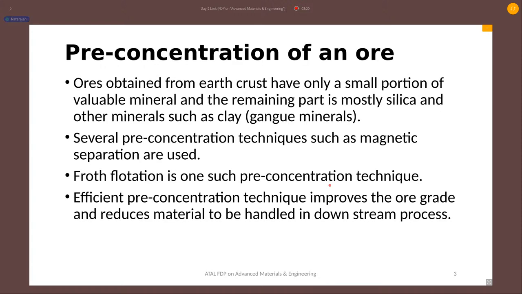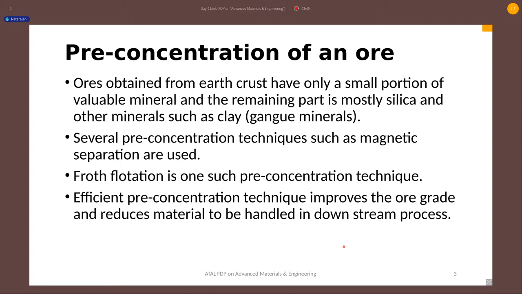So, what is free concentration of an ore? Ores that are obtained from earth crust have only a small portion of the valuable mineral, and the remaining part is mostly silica and clay. We call the silica and clay, which are unwanted, gangue minerals. To concentrate them, we use several pre-concentration techniques. One such is magnetic separation. However, froth flotation is the most extensively used pre-concentration technique.